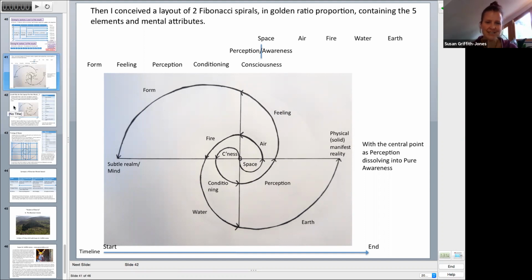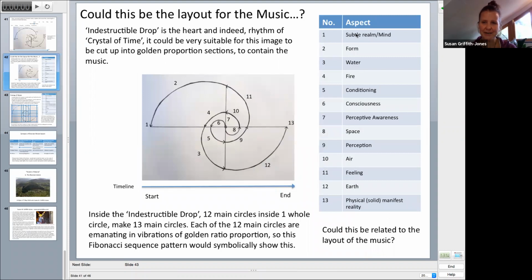So then I divided these into 13 aspects, relating to the 5 elements and the 5 mental aspects, which I described earlier as contributing to the process of creating the ego, starting at a subtle realm or mind and ending at a physical solid manifest reality. The central space, which is perceptive awareness, all together creates 13 points. Again, this relates back to the indestructible drop, the 12 main circles inside one whole circle, making 13 main circles. Each of the 12 main circles emanates vibrations in golden ratio proportion, so this Fibonacci sequence pattern would symbolically show this.